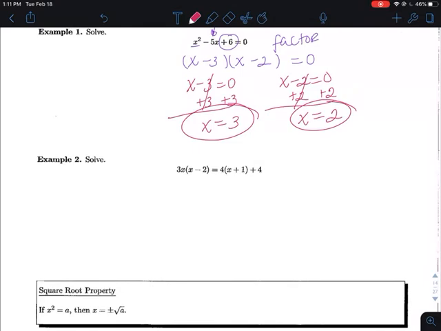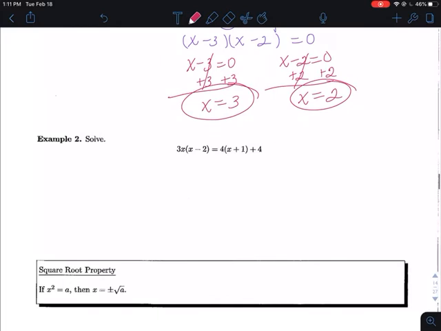For example 2, in order to solve this, I have to multiply this out and set everything equal to 0 before I can do any factoring. So I'm going to distribute. This becomes 3x squared minus 6x equals, distributing this 4 to that parentheses, 4x plus 4, and then you have that plus 4 at the end behind it. I'm going to combine like terms, so 3x squared minus 6x equals 4x plus 8.